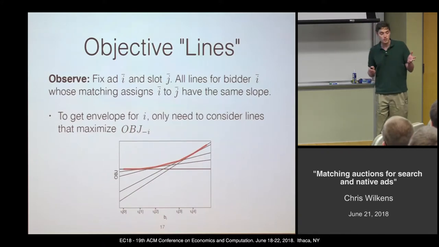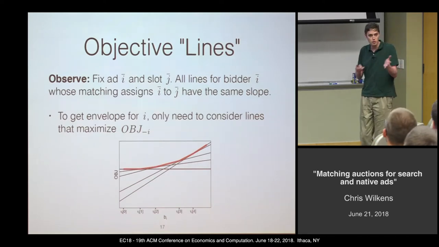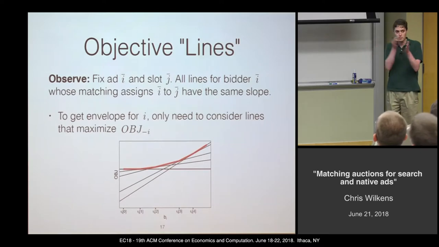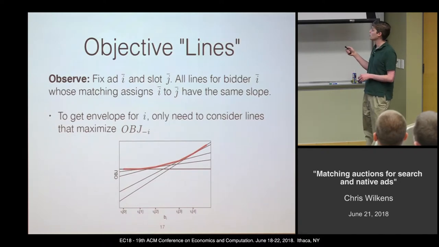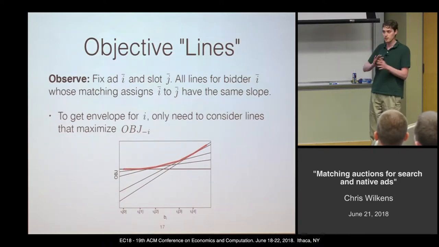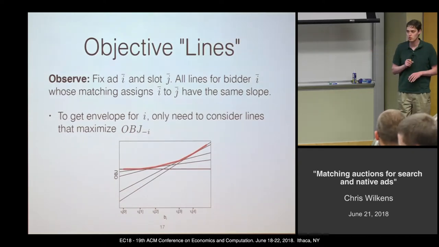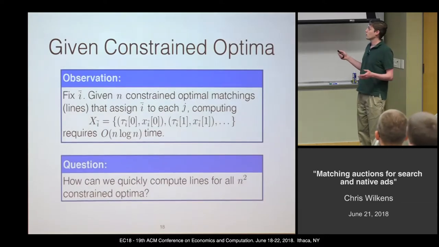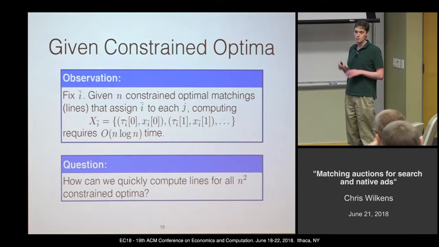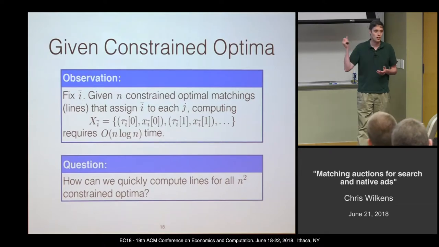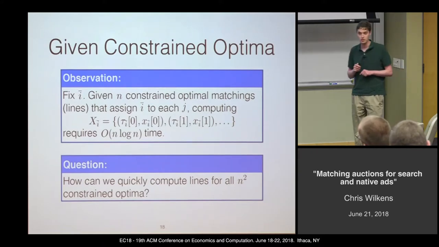Now, of course, there are a lot of matchings, but if I fix an ī and a j̄, so that ad ī is going to be matched to slot j̄, all lines for this bidder i are going to have the same slope. So all I need to do is find the one that has the largest value of this. That's the only one that's going to be in the upper envelope. So if I'm given these particular n-constrained optimal matchings, and I can construct this upper envelope, it's a standard algorithm, textbook n log n time, and we'll be in great shape. So the question then is simply, how do we compute all of these lines quickly?